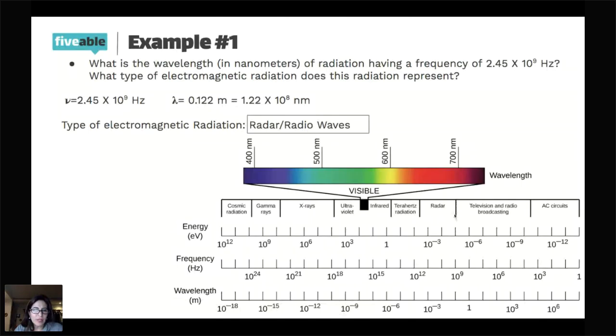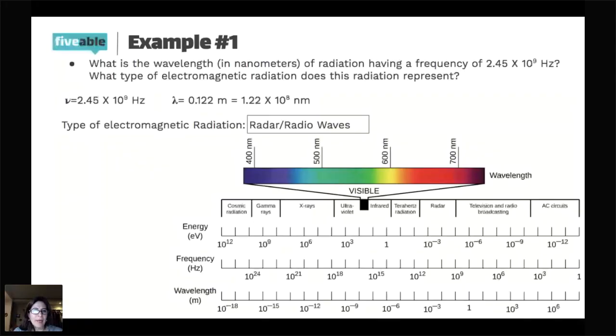Any questions on how to decide the electromagnetic radiation? You just match on the chart there, or they will give you a table with values so that you can decide which part of the spectrum you're located in. Okay, let's try another problem.